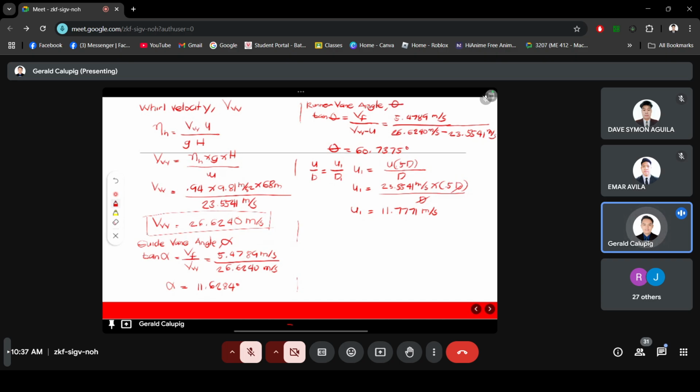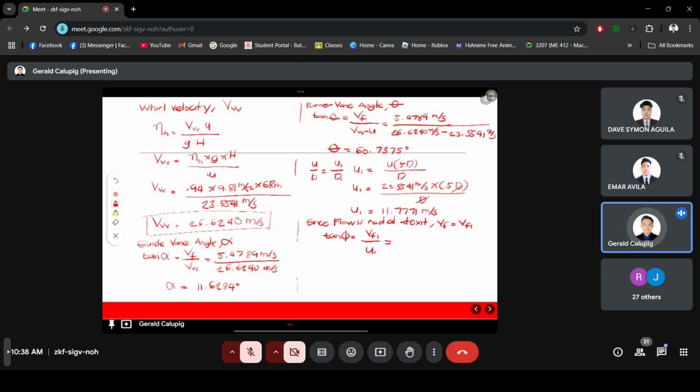Since the flow is radial at the exit, we can have Vu equal to VF1. So we can have tangent phi equal to VF1 over U1, which is equal to what?